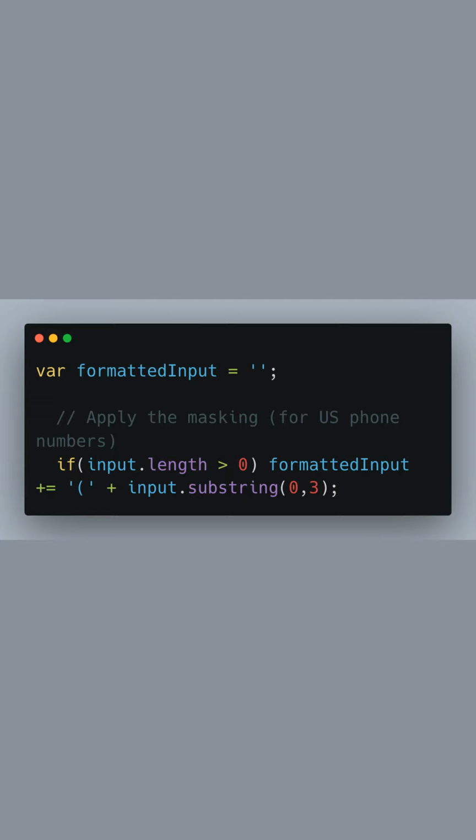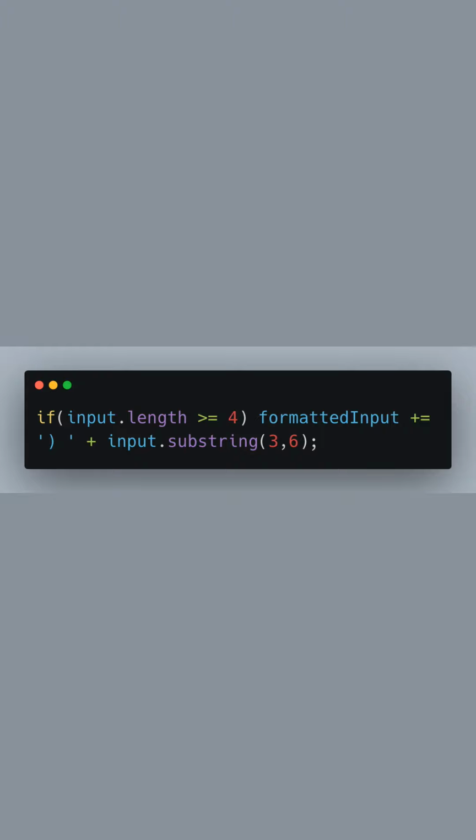The first step in our formatting logic is to check if there's at least one digit. If there is, we start our phone number with an opening parenthesis followed by the first 3 digits, which corresponds to the area code in a U.S. phone number. Next, we check if at least 4 digits were typed in. If so, we close the parenthesis, add a space, and append the next 3 digits. This forms the first part of the subscriber number.